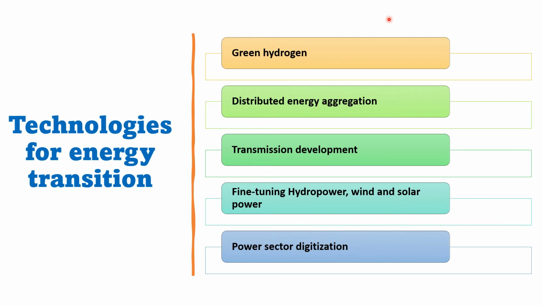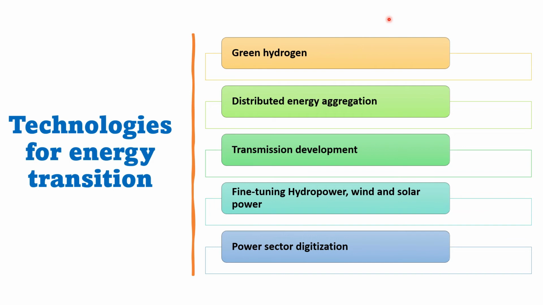So the next one is distributed energy aggregation. That is, by aggregating distributed energy resources in mass to provide grid services, grid operators can concurrently improve reliability while ensuring high penetration levels of renewable resources.